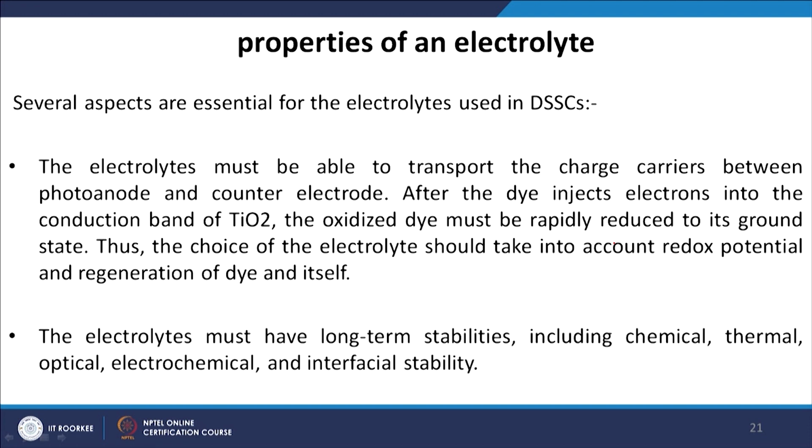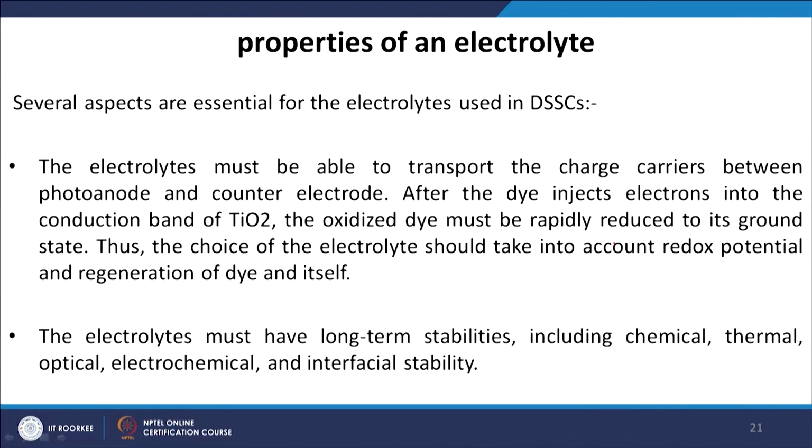Many times choosing the electrolyte molecule depends upon its cyclic voltammetry based HOMO-LUMO level. So, first we need to measure the highest occupied molecular orbital and lowest unoccupied molecular orbital of this redox couple by cyclic voltammetry experiment to see whether it will be suitable to make the redox couple. The electrolyte must have long term stabilities including chemical stability, thermal stability, optical stability, electrochemical stability and interfacial stability.